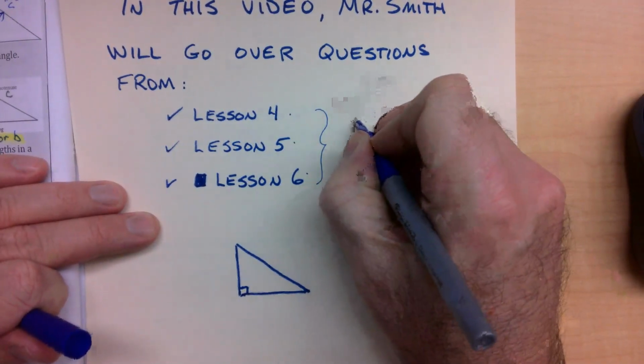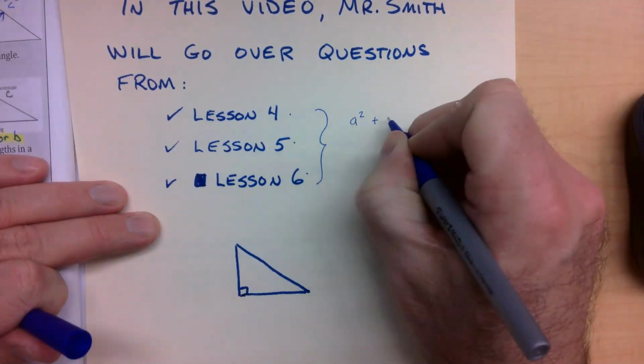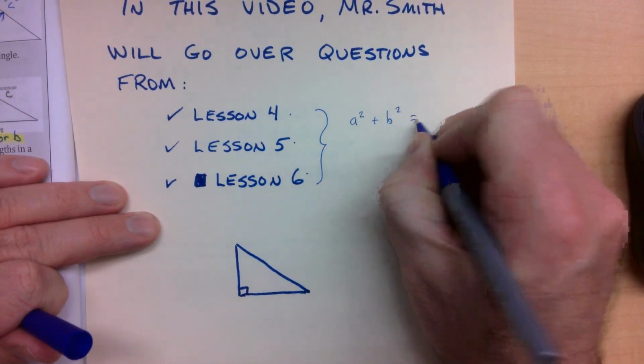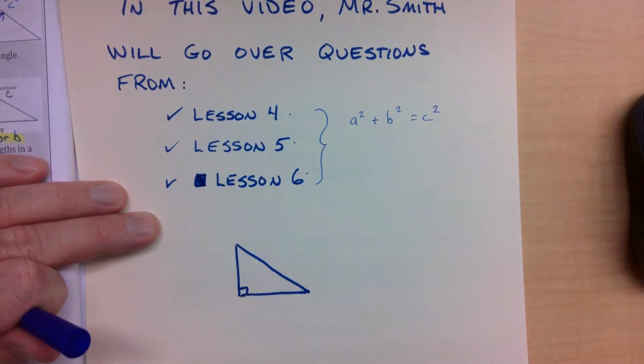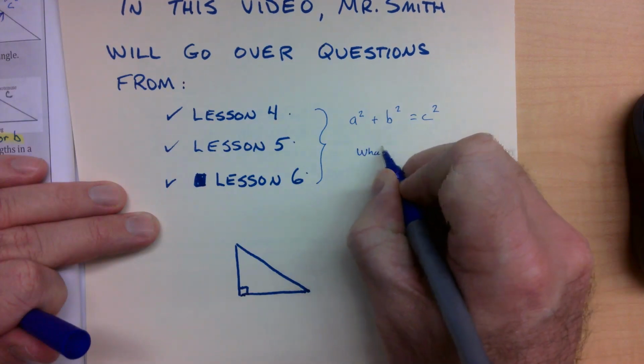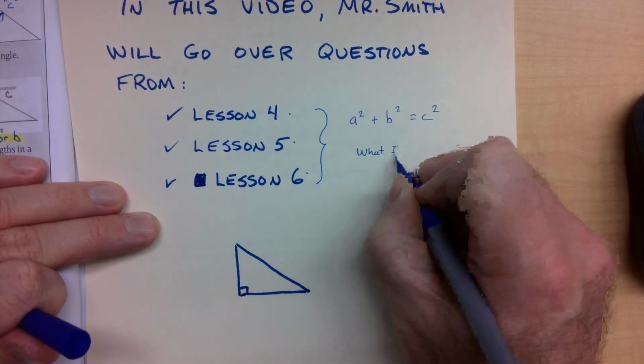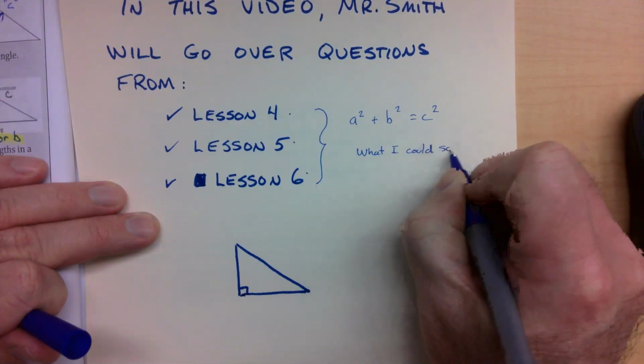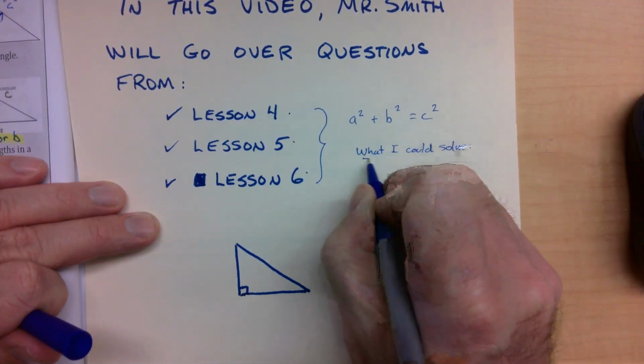When you have Pythagoras' theorem, inevitably all these questions boil down to what you might be asked to solve for. So what could I solve? Well, there's basically 6 pieces of information.